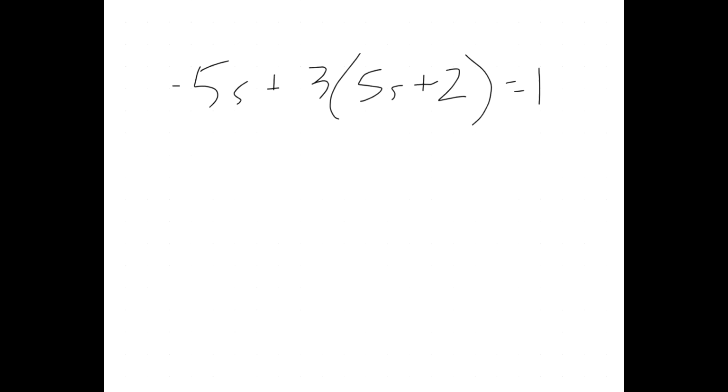Okay, wait, so where does that put us? Number 6. Okay, negative 5s plus 3 in parentheses 5s plus 2 equals 126. Okay, how about you try it, Violet? Talk through it out loud and I'll just check you.